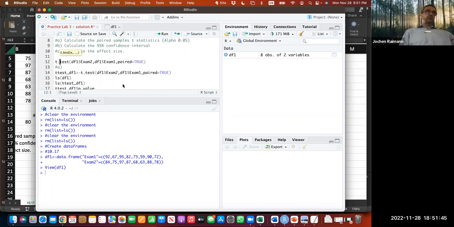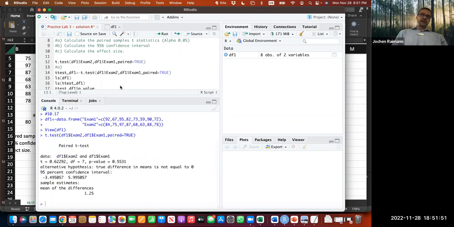So if you go down to line 12, you're now running your first t-test in R, which gives you the results of the paired t-test. It gives a t-score of 0.62, which is consistent with what we've seen. We get degrees of freedom of 7, which we have seen. We get a p-value of 0.55, which is consistent with the p-value we just calculated in Excel.